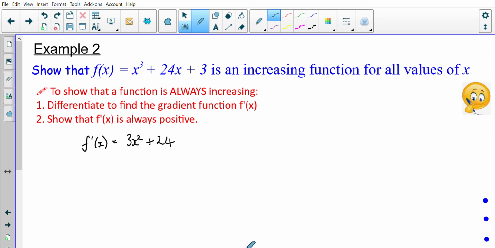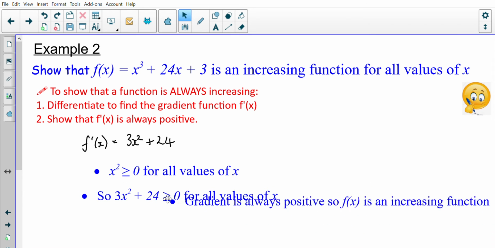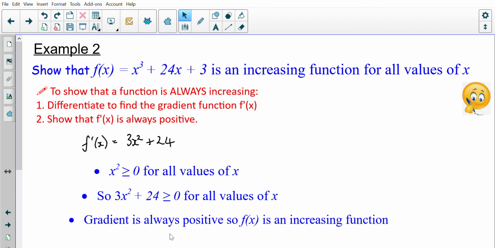So the sort of thing we could write there to show that the gradient function is always positive is x squared is greater than or equal to 0 for all values of x. So 3x squared plus 24 is greater than 0 for all values of x. Therefore, the gradient is always positive, so f of x is an increasing function.